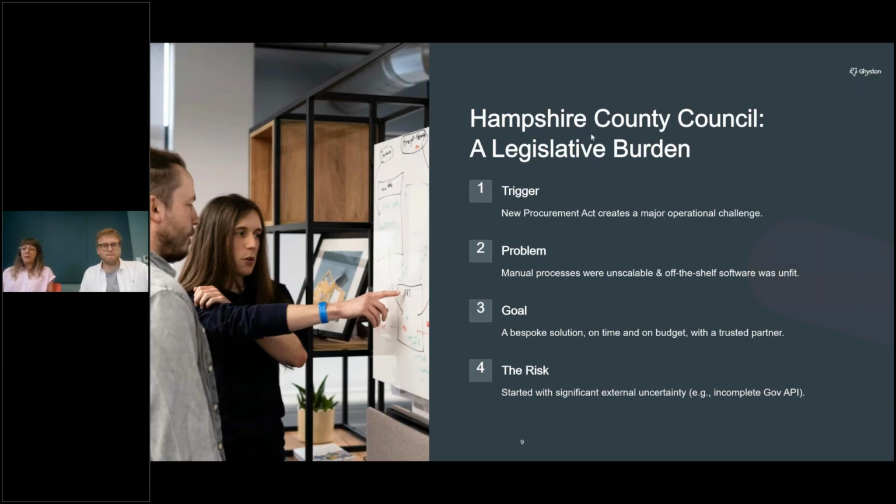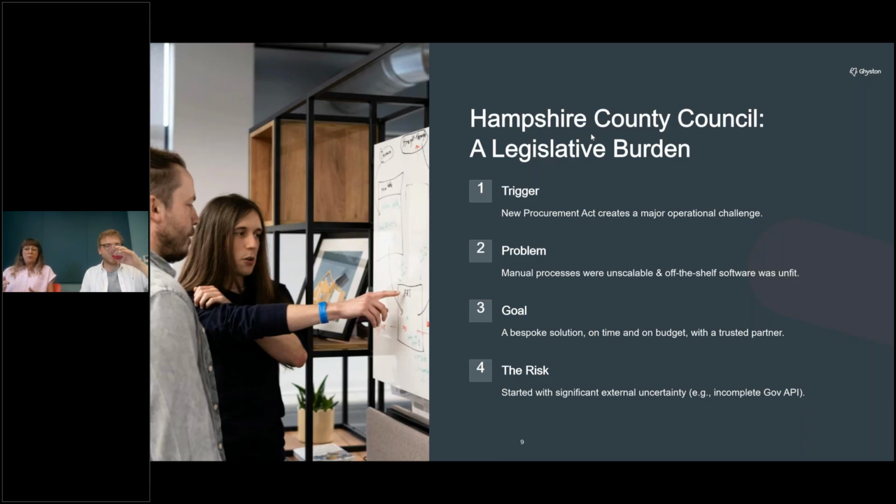is indeed nearly coming to an end. And the crux of this project came from the new Procurement Act, which I'm sure many of you have heard of. And that was going to create massive admin burden and risk for Hampshire and probably every other council as well. And the core problem was that existing manual processes were inefficient and couldn't scale up to meet this new legal requirement for the Procurement Act.